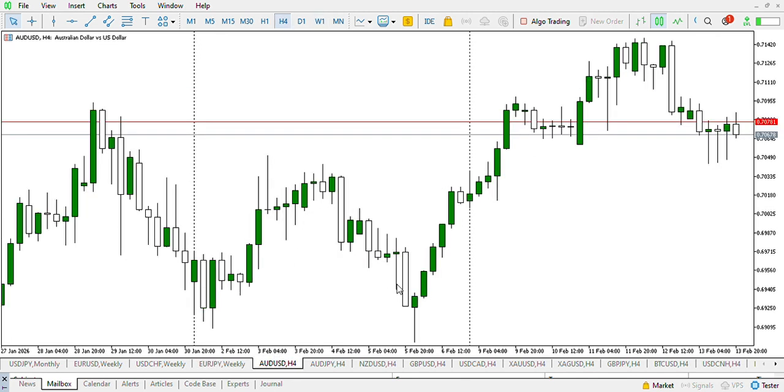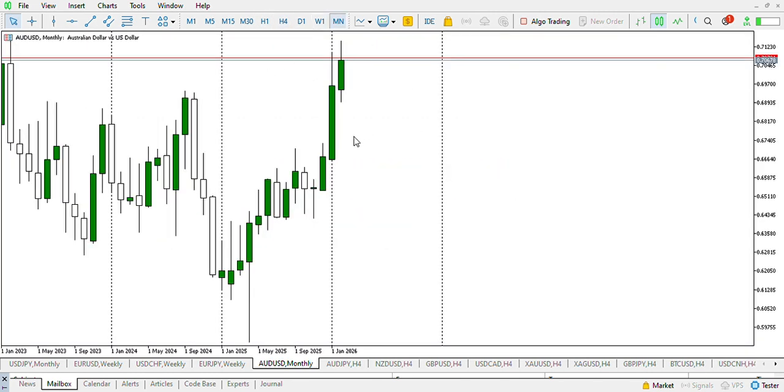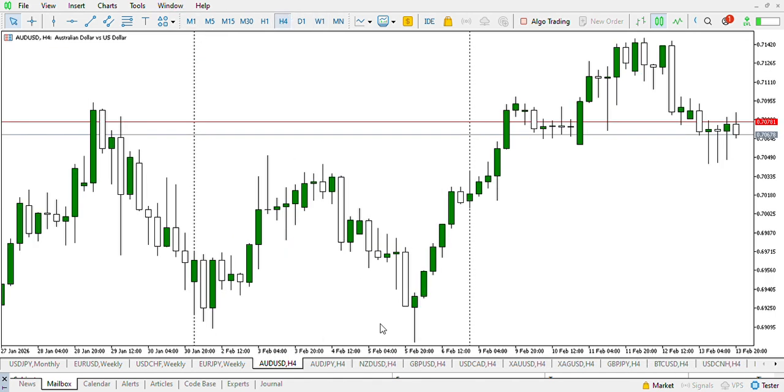On AUD, let us go to the monthly. On the monthly you can see price is tanking up. Let's go to the weekly. Last week closed with a bullish candle, so we expect a sell. So expect the high of the previous week to be taken out and for price to rally further down. It is as simple as that.